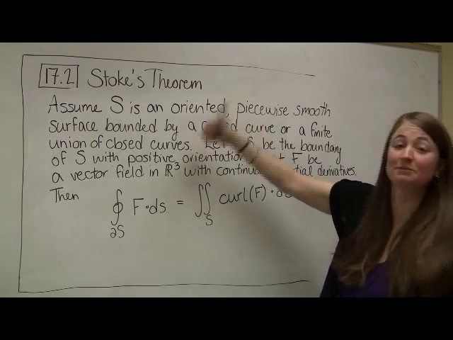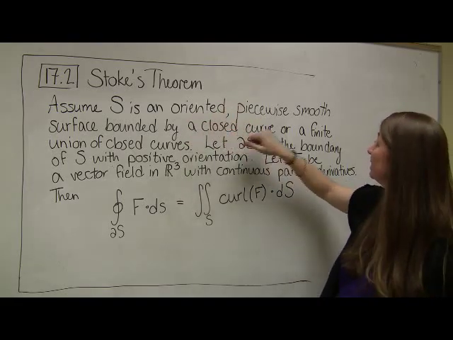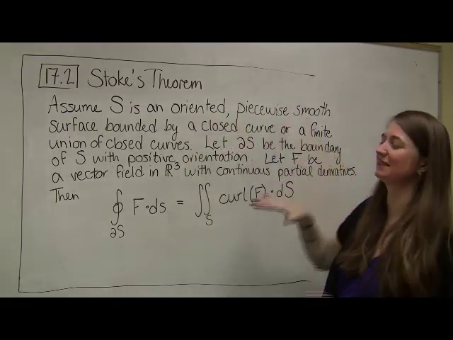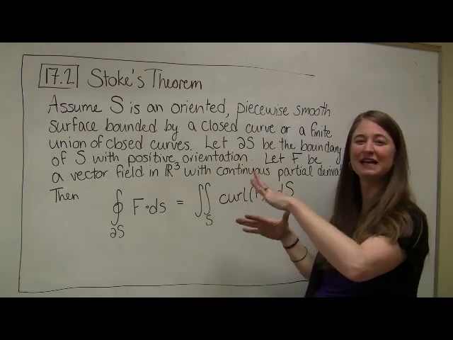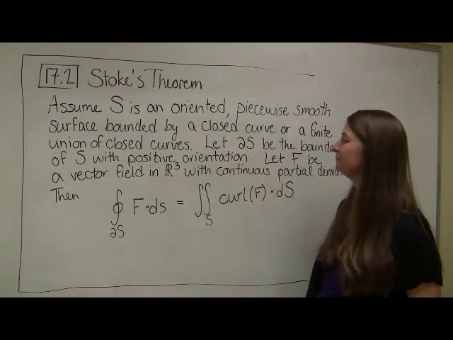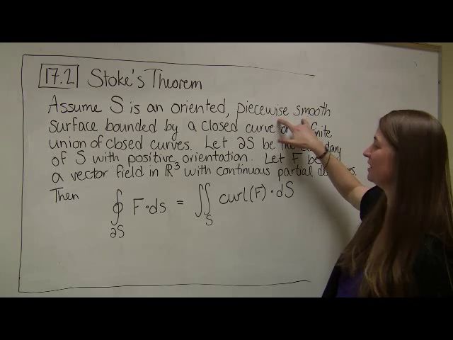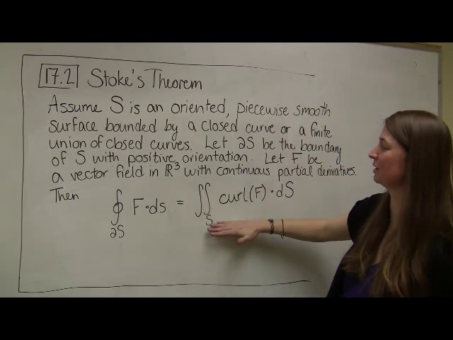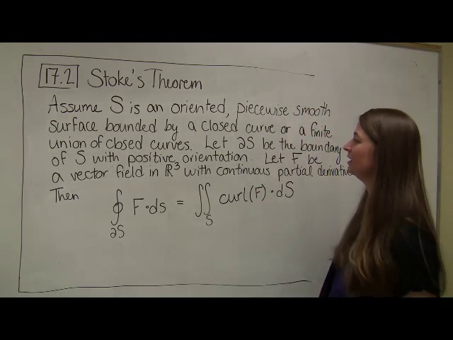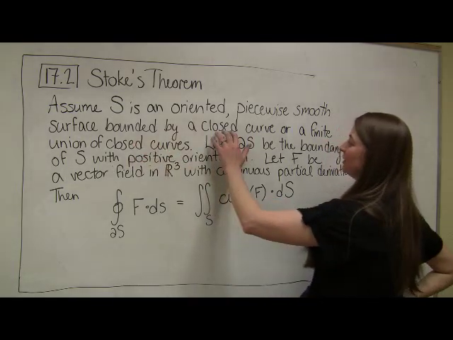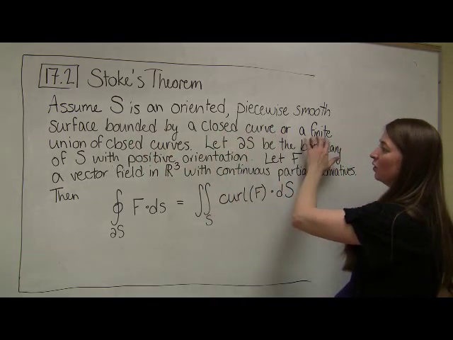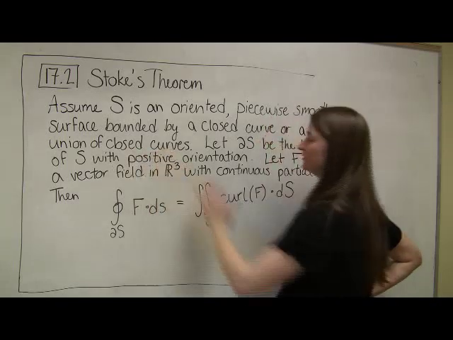Oriented means that it has some normal vector, and we know about normal vectors. Piecewise smooth just means that it's a nice smooth surface and that you don't have gaps. And we aren't going to worry too much about that. There's also a one-to-one condition with its parameterization that I'm not going to worry about either. And we're going to have the surface bounded by a closed curve or a finite union of closed curves.